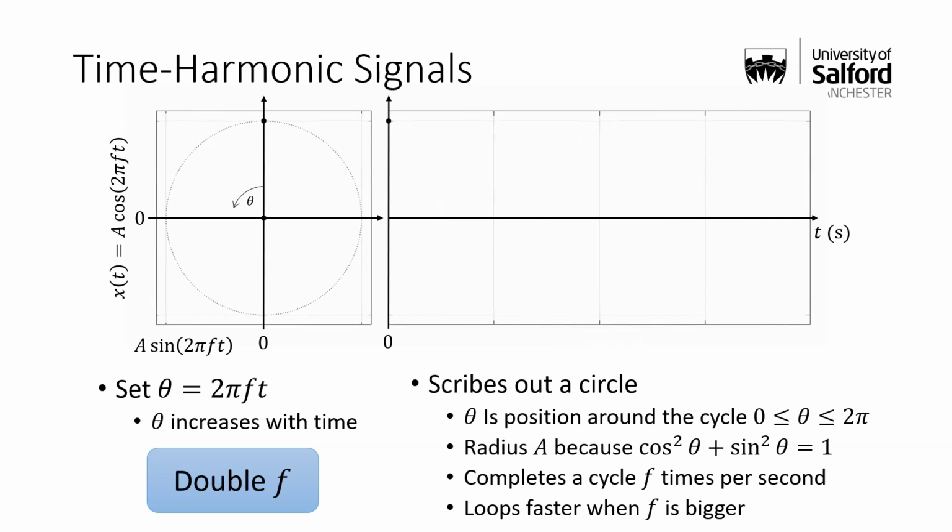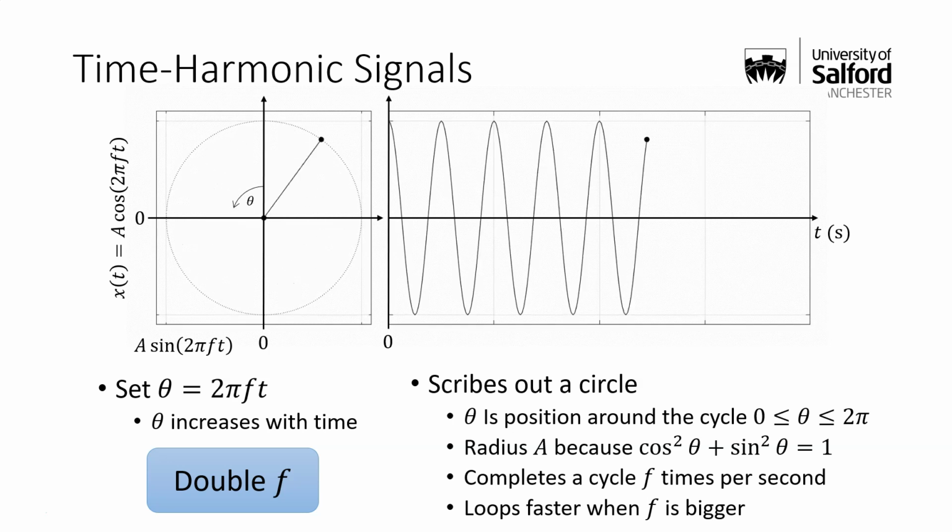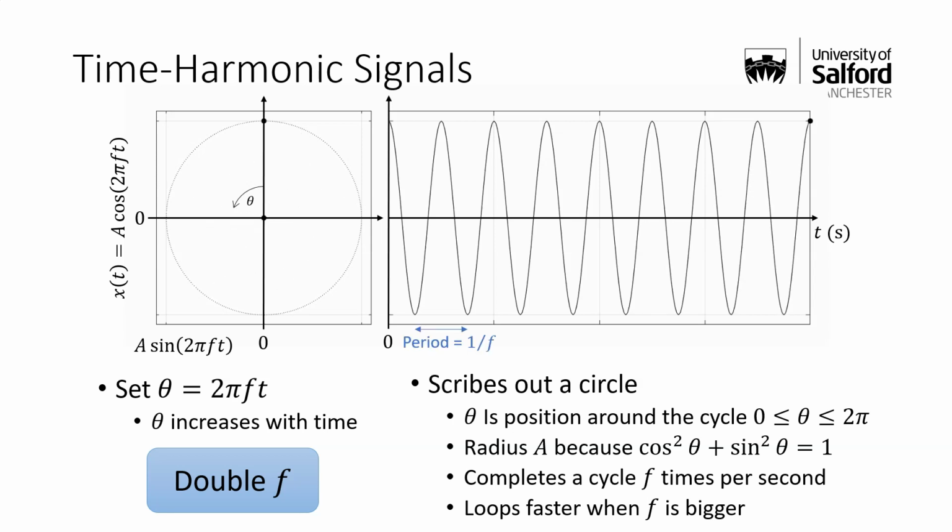What about if we double the frequency? Well, we're going to go around twice as fast. So there we go. Slightly more frenetic oscillations. And that means we're going to get a shorter period. F doubled, so the period halved.